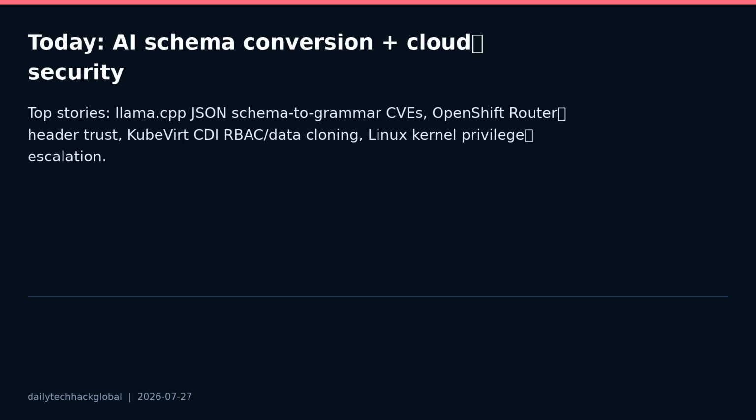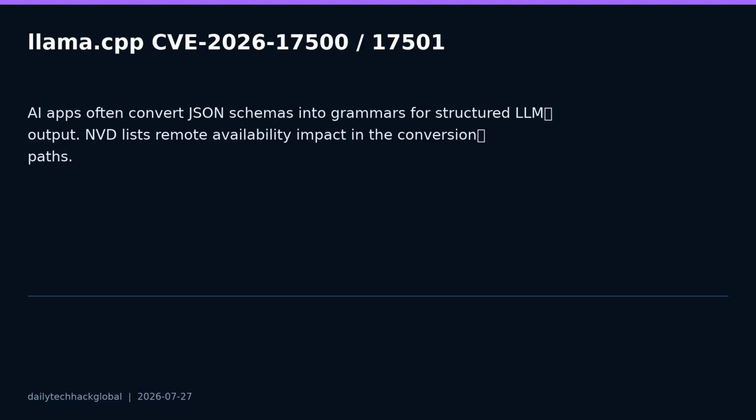Story 1 is the AI angle. NVD lists CVE-2026-17500 and CVE-2026-17501 for ggml org llama.cpp. The affected area is JSON schema to grammar conversion, which many LLM applications use to constrain model output, enforce structured responses, or validate tool calls.